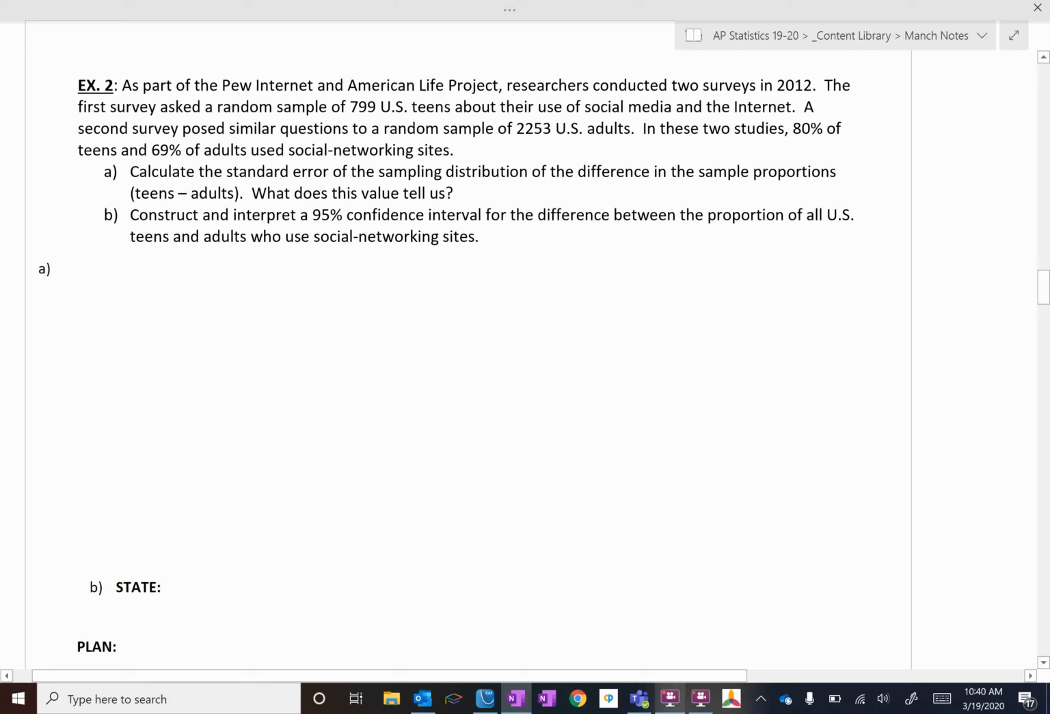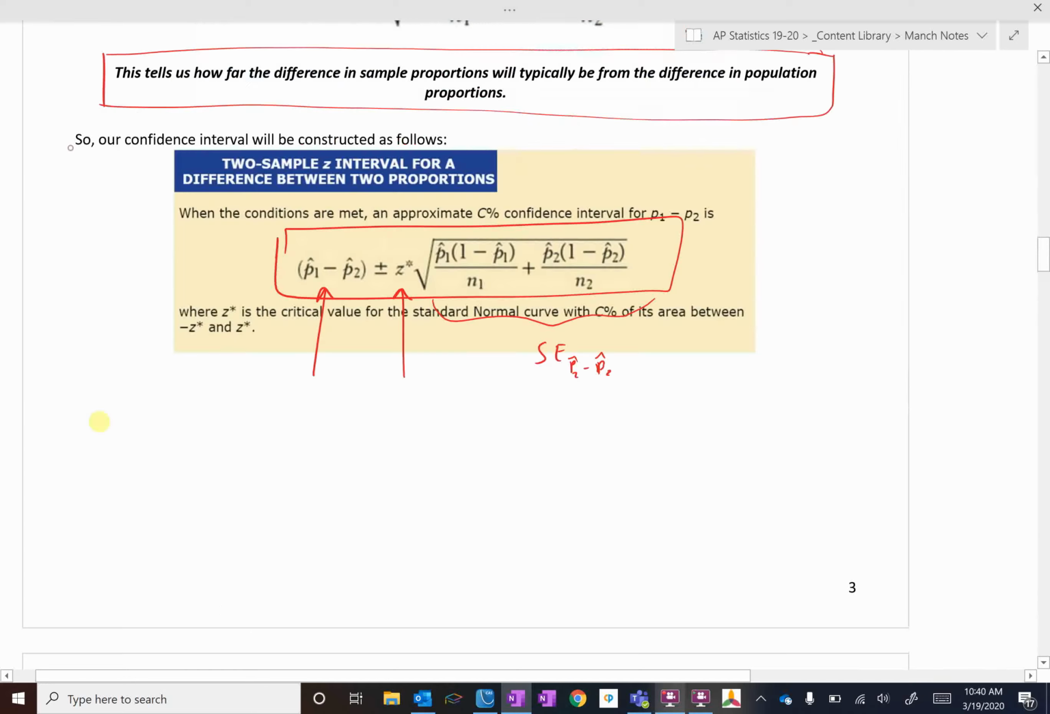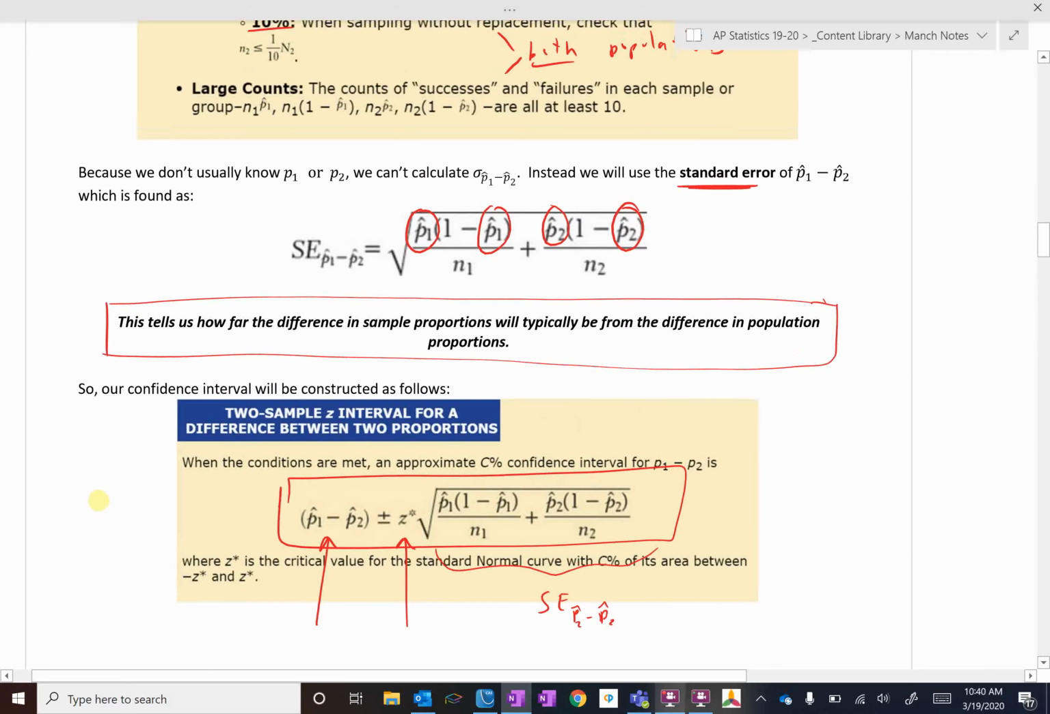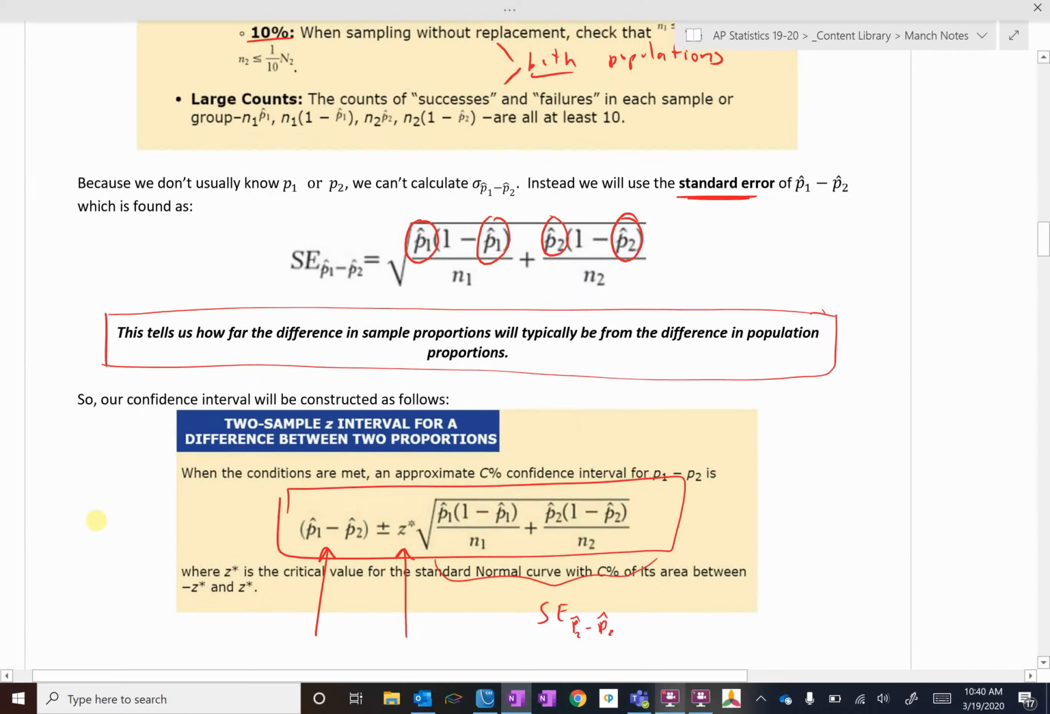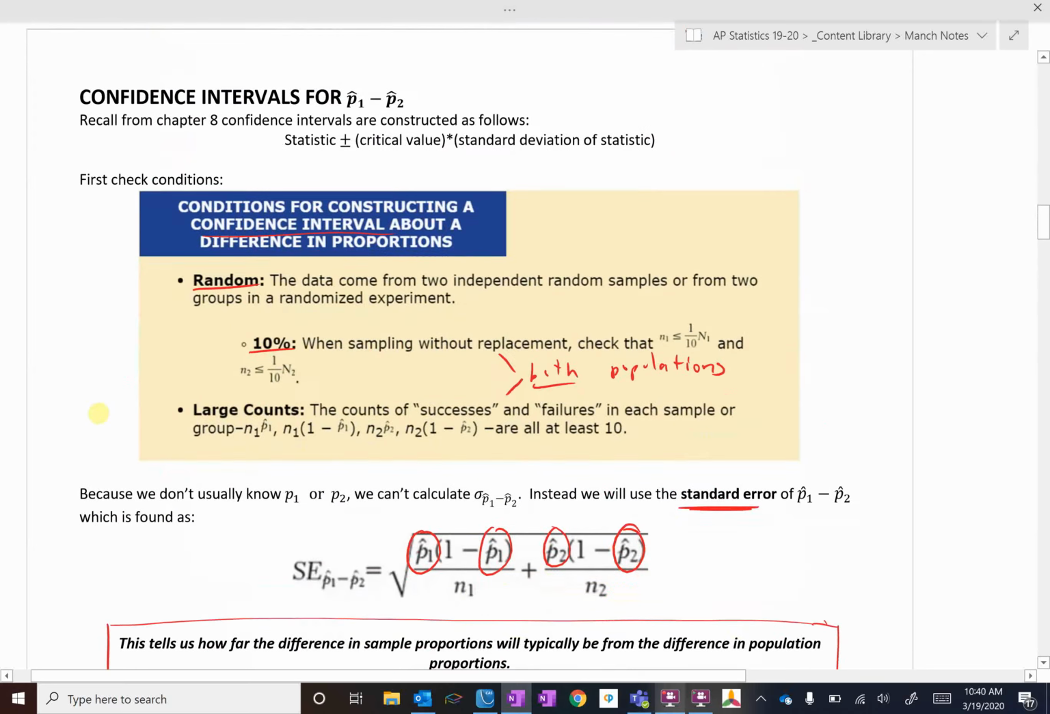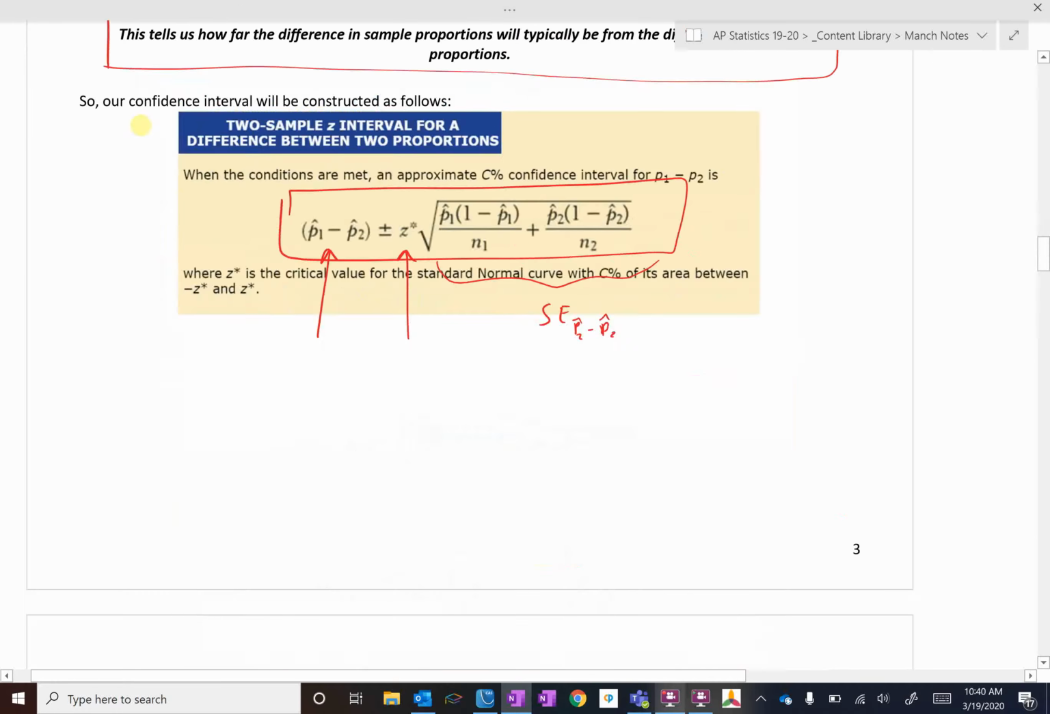Alrighty, now that we know about the necessary formula for constructing a confidence interval of the difference between two sample means, we're going to go ahead and actually do that computation now and construct the confidence interval.